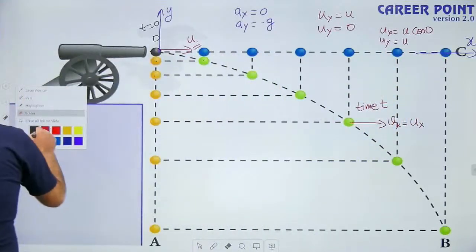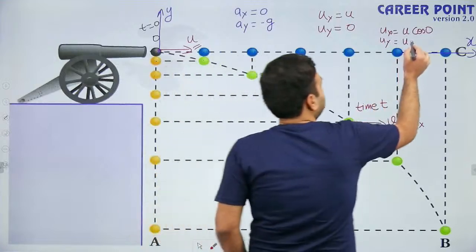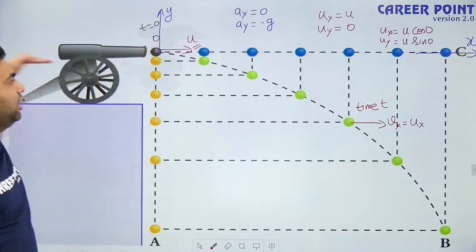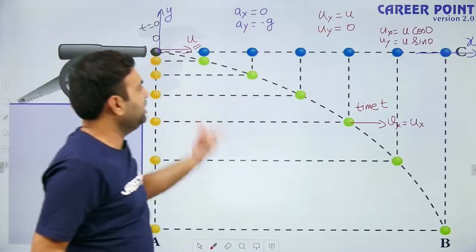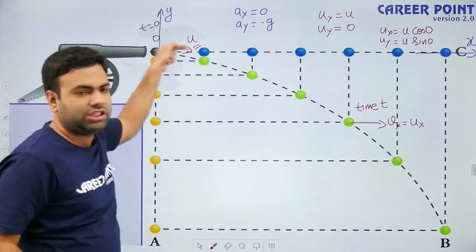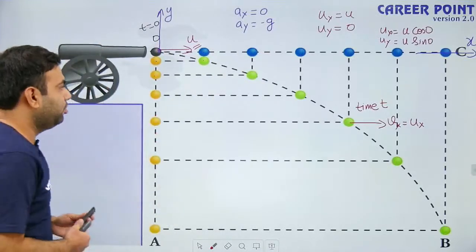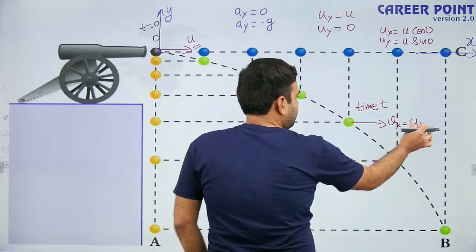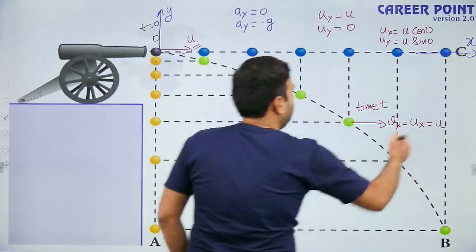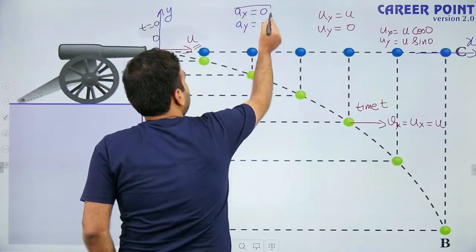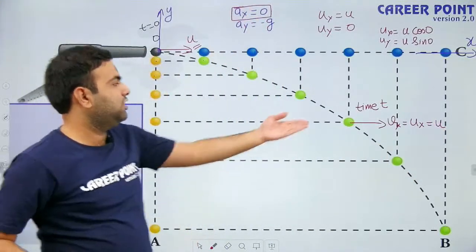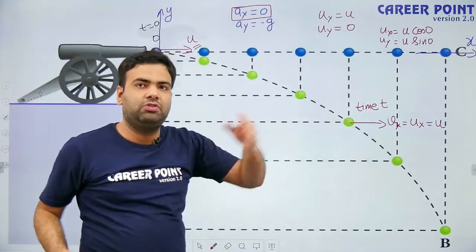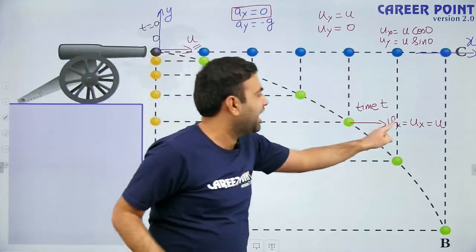So what is u sin 0? u sin 0 is 0. That is why the initial velocity in the y direction in horizontal projection is 0, and the initial velocity in the x direction is the same as the initial speed by which it is thrown. So at any time t, its final velocity in the x direction will be the initial velocity in the x direction. Why? Because acceleration in the x direction is 0. So what is the first equation of motion in the x direction? v equals u plus at, because a is 0, so v equals u. So its velocity at any time is the same.